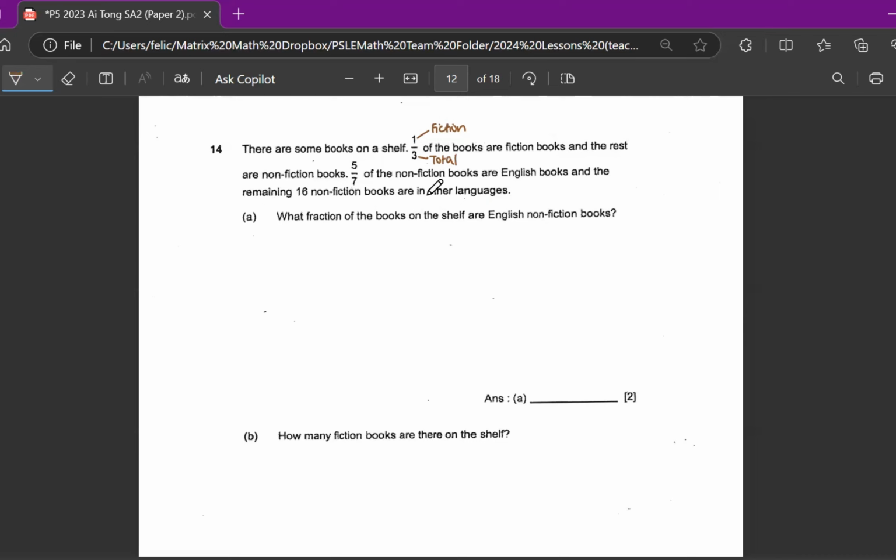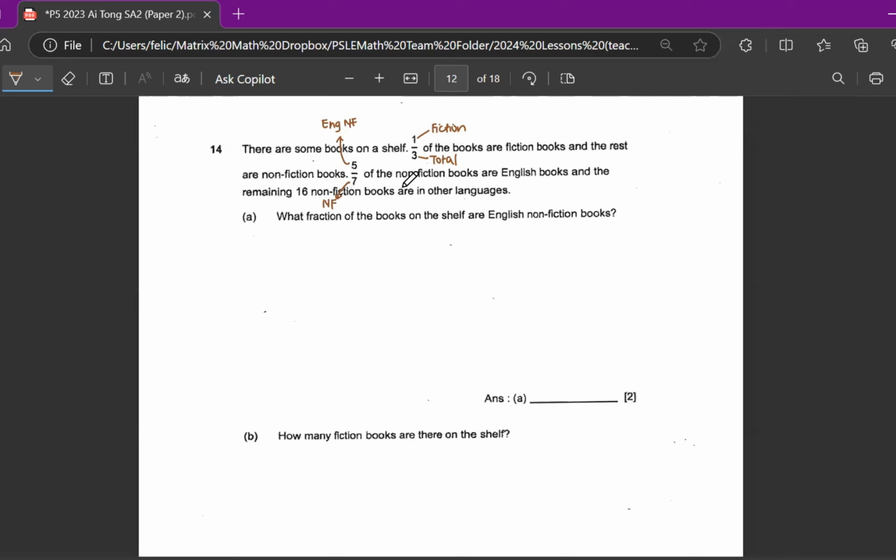Now 5/7 of the non-fiction books are English books. So obviously English will be the 5. Let's just be very clear about something. In fact, to be clearer, this will be English non-fiction. Maybe I'll just put English like that, then NF for non-fiction. 7, what does it represent? Again, use the word of the: of the non-fiction books. So in other words, 7 is your total non-fiction books. I don't have space, so let's just put NF here. So 7 is the total non-fiction.